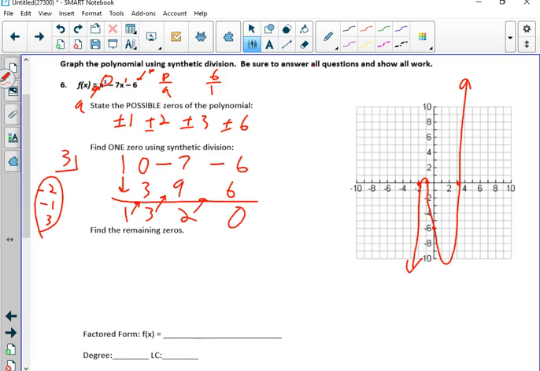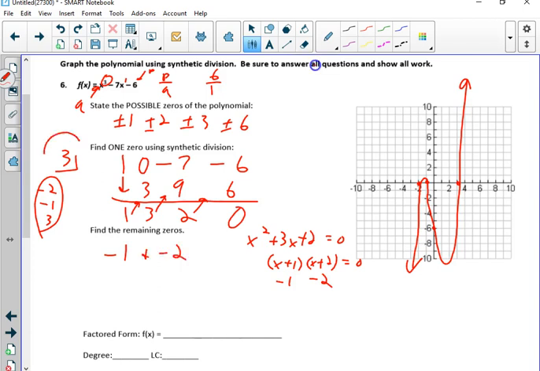Alright? Now, the remaining zeros, I have to factor this. So I write x squared plus 3x plus 2 equals 0. This factors to x plus 1 and x plus 2. 2 times 1 is 2. 2 plus 1 is 3. So my other zeros, which I already knew from using my graphing calculator, are right there.